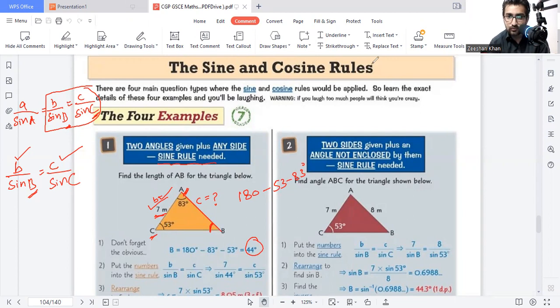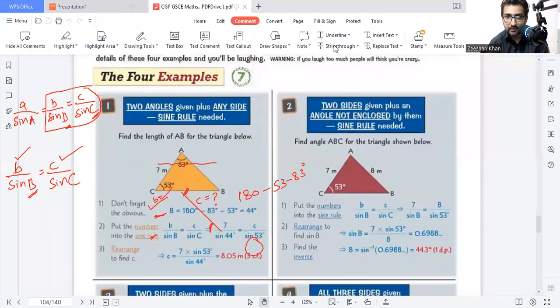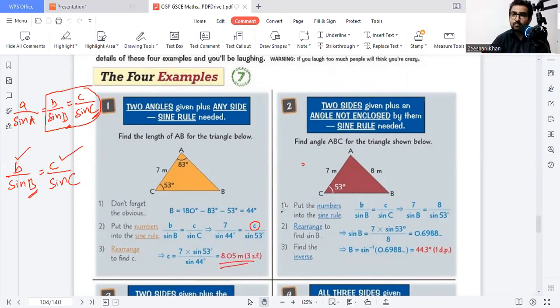Now use the formula, substitute values in it. So when you substitute values in it, you can see b by this, substitute all the values. We need to find out c. Cross multiply them, and you will get this answer. So this is example number 1.